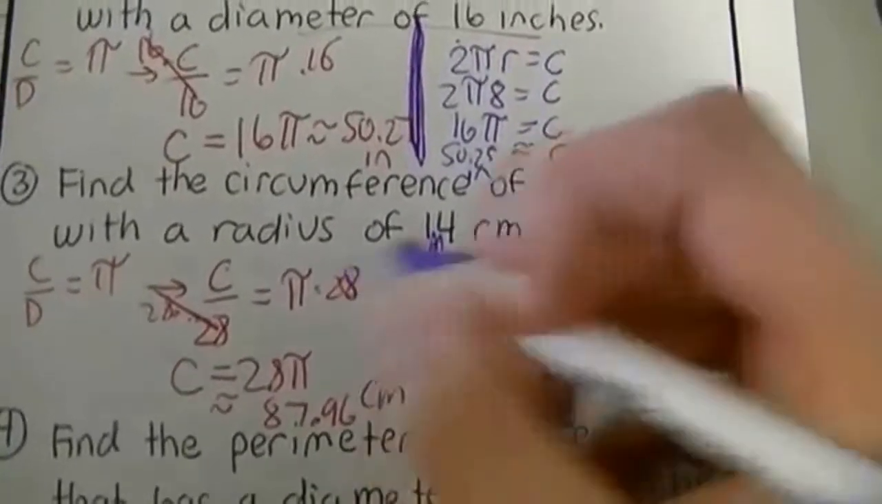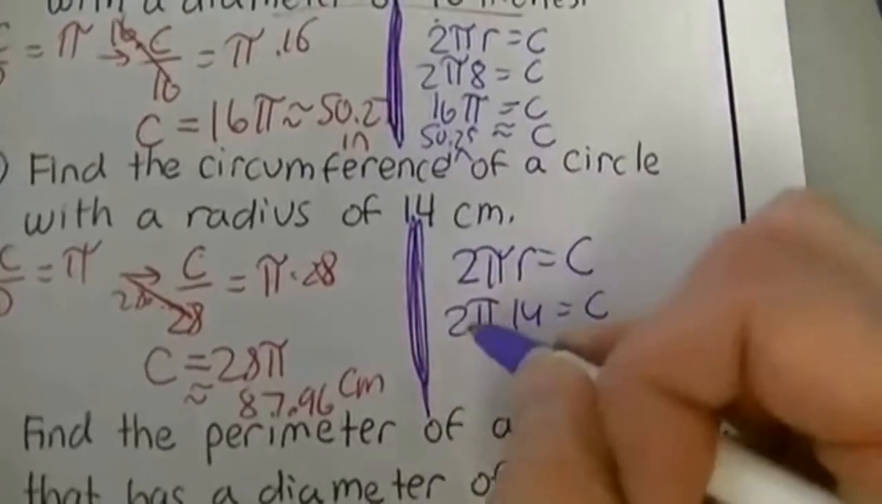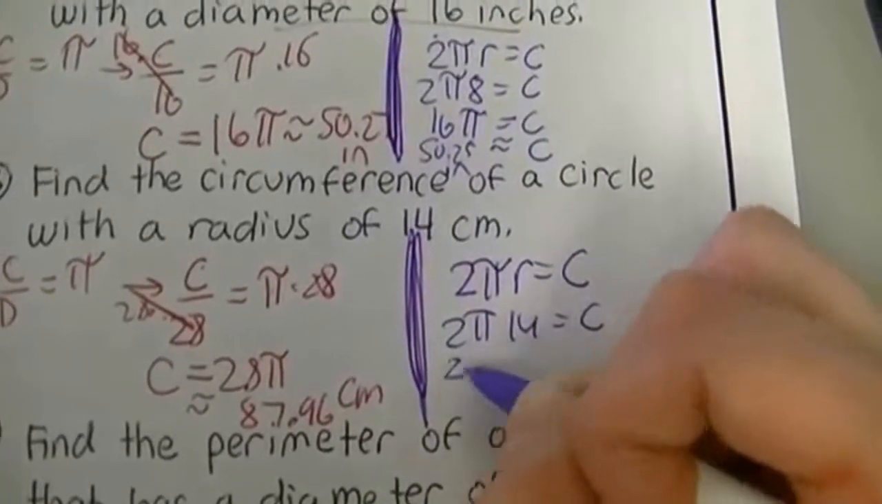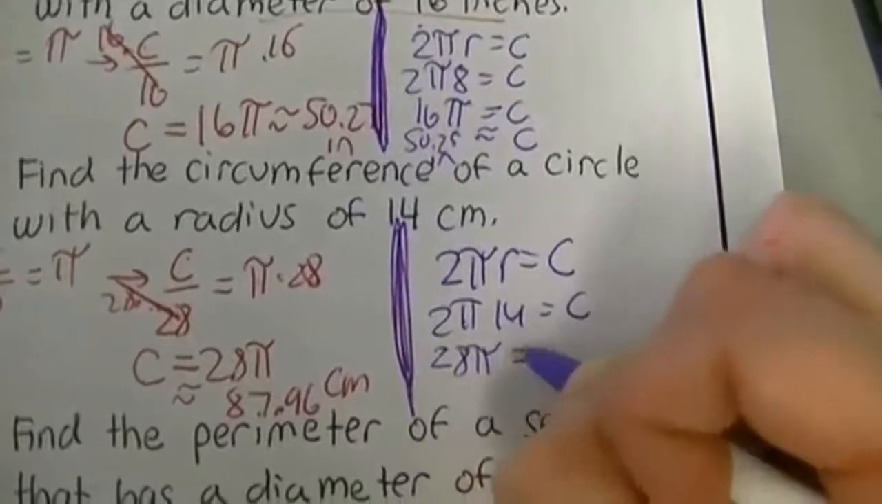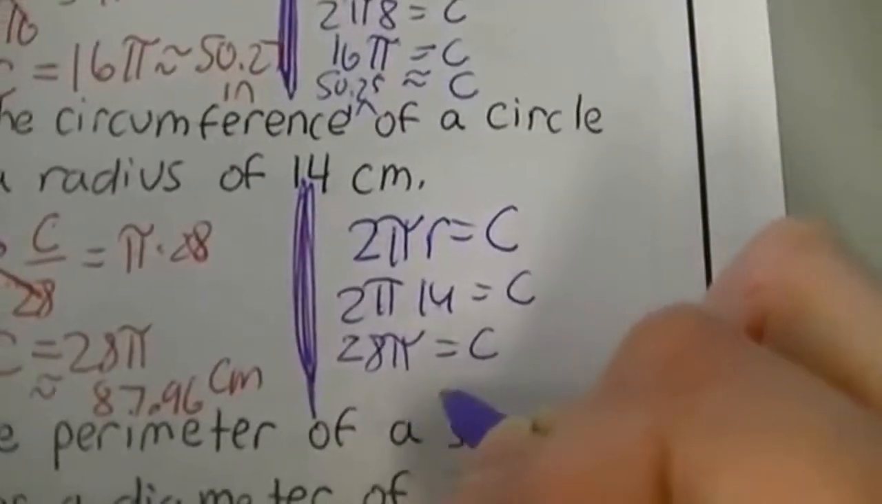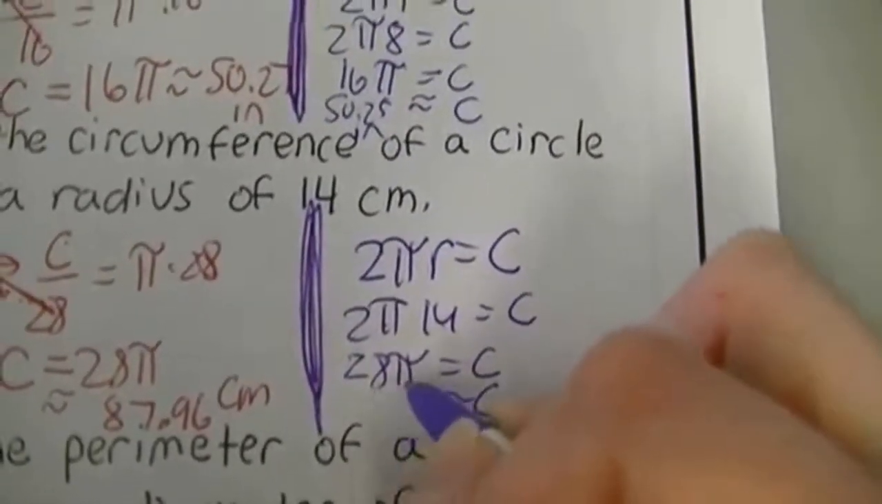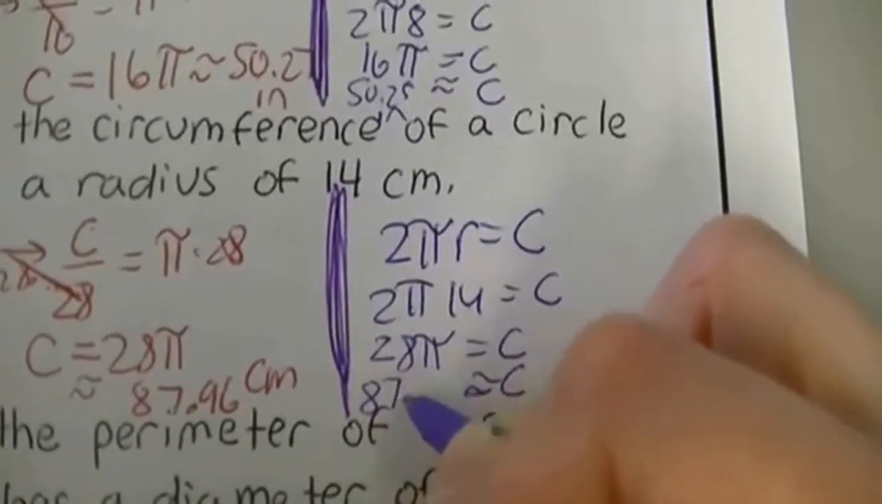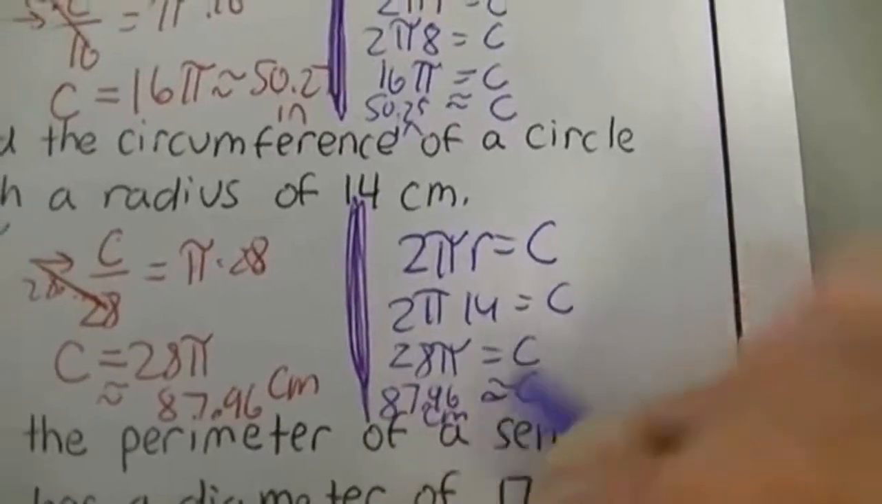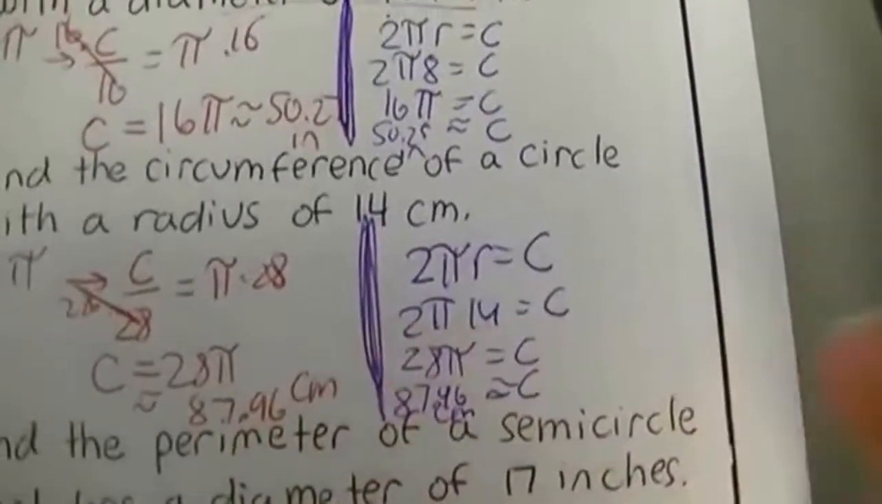Okay? Now for the other way, 2 pi r equals the circumference. So 2 times pi times the radius, 14, is going to equal circumference. 2 times 14 is 28. Don't forget to multiply it by pi. Okay, there's your circumference, and it's going to be approximately 28 times pi, 87.96 centimeters. And double check that because I could be wrong.